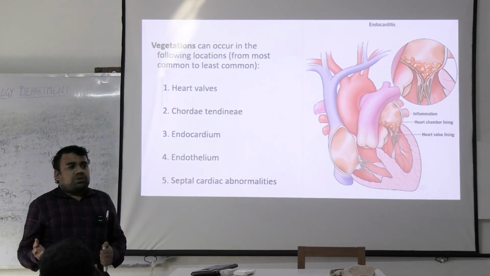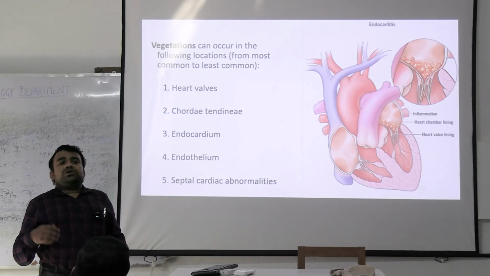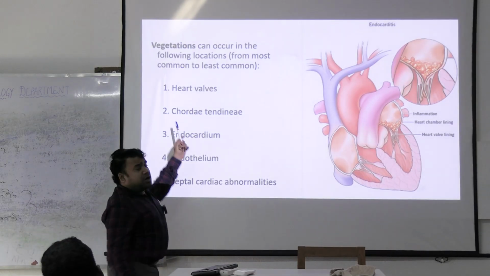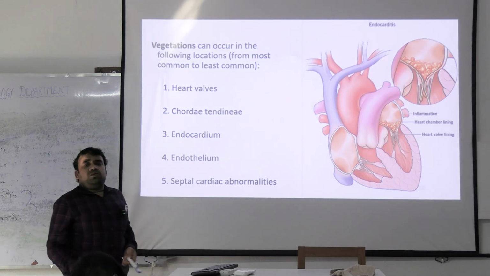Now that you have understood why this vegetation occurs, where can we see the vegetations more commonly? We can see them more commonly at the heart valves, the chordae tendineae. What are chordae tendineae?